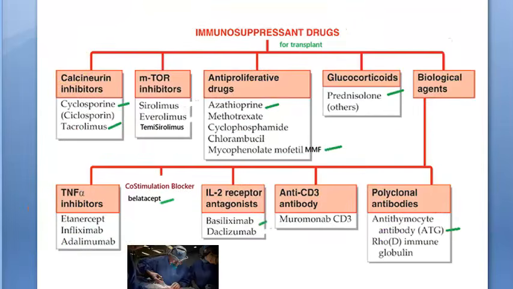Now tell me the classifications you learned. Antiproliferative drugs: azathioprine, mycophenolate mofetil. Calcineurin inhibitors: cyclosporin, tacrolimus. Glucocorticoids like prednisolone. ATG, antithymocyte antibody, which is a polyclonal antibody. Then basiliximab, which is an IL-2 receptor antagonist, and belatacept, which is a co-stimulation blocker.